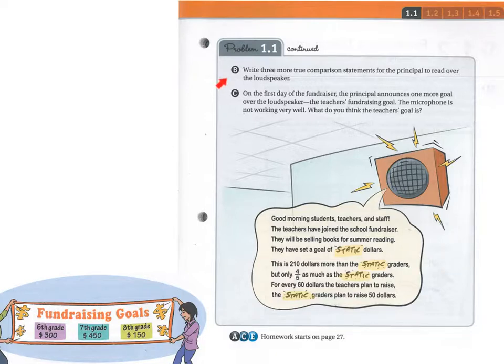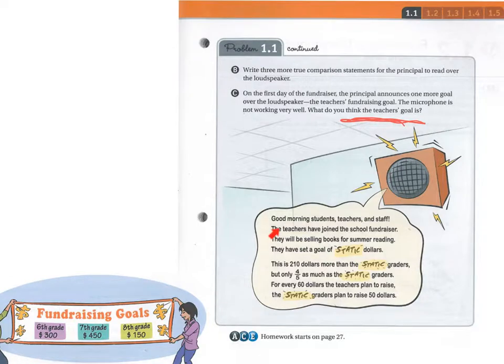For parts B and C, for part B, this is a more challenging problem. You and your group need to write 3 more comparison statements for the principal to read over the loudspeaker. You are to write 3 more comparisons for the principal to read over the loudspeaker. Part C, on the first day of the fundraiser, the principal announces 1 more goal over the loudspeaker. So Mr. Schumacher is going to announce a fundraising goal at Parkview. Just kind of pretend. The microphone is not working well. What do you think the teacher's goal is? So you're going to try to figure out what the teacher's goal is.